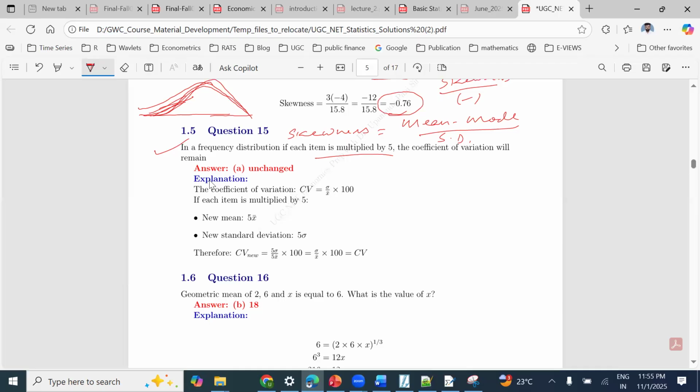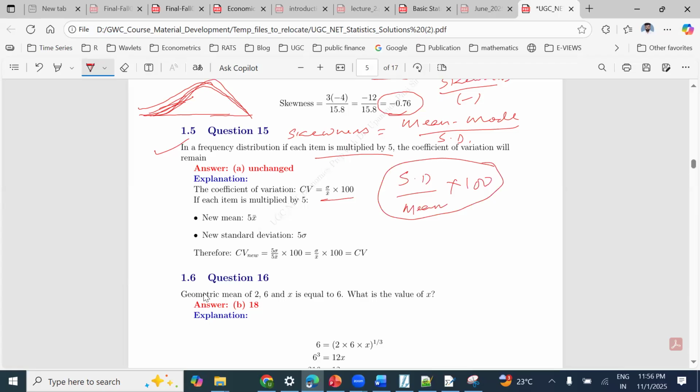Independent of scale, sir. Scale. Okay, very good, because it is multiplied, right? Yes, sir. So it means coefficient of variation. What is the formula of coefficient of variation? Standard deviation upon arithmetic mean into 100. So if you multiply all the observations by 5, or if you divide also, it will remain unchanged.